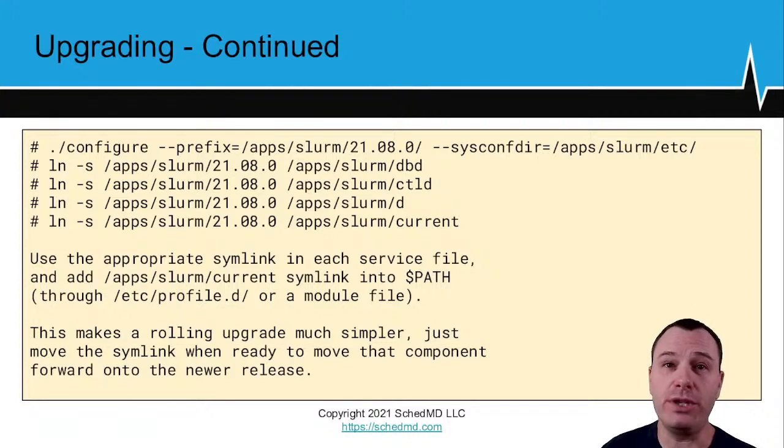Each of them can then be shared out over a shared file system such as NFS. Make sure to reference these symlinks in each service file, as well as any environment path to the profile.d or module file. This procedure makes rolling upgrades much simpler just by moving a symlink when you are ready for an upgrade to the next release.